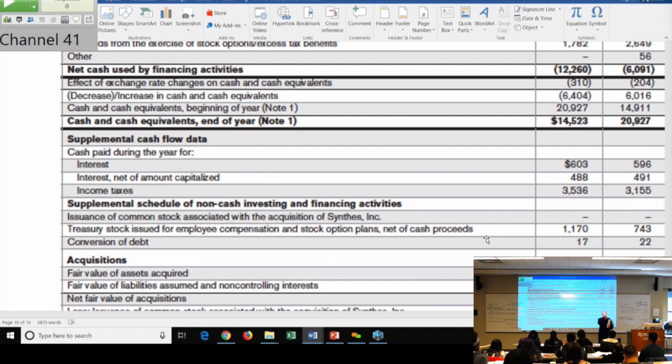So we start with operations. Two sections of operations: non-cash revenues, gains, expenses, and losses. Second section, operating working capital changes in current assets and current liabilities. Those are the two sections. Come down, investing, financing, and then the reconciliation.